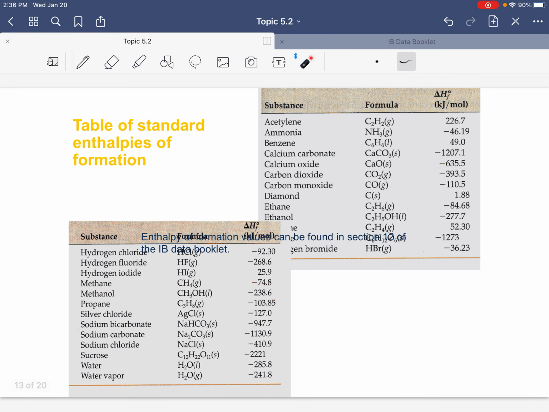Oh, here's another sheet right here that I got from the internet, showing you some other delta H of formation values that you don't have in your IB booklet.